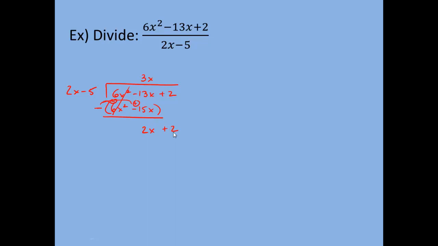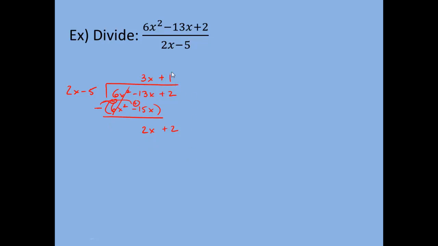Plus 2. And now we repeat the process. I'm looking at the 2x minus 5. I want the first term 2x, and I say, what do I multiply 2x by to get the first term of this 2x plus 2? So what do I multiply 2x by to get to 2x? We just multiply that by a positive 1, so it's going to be plus 1 here.